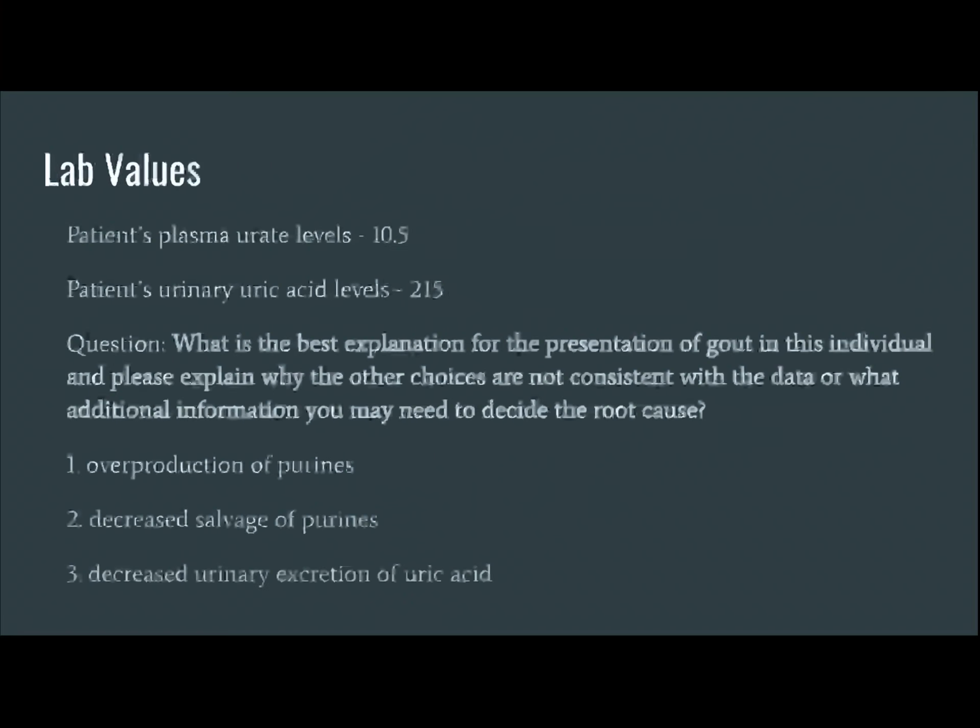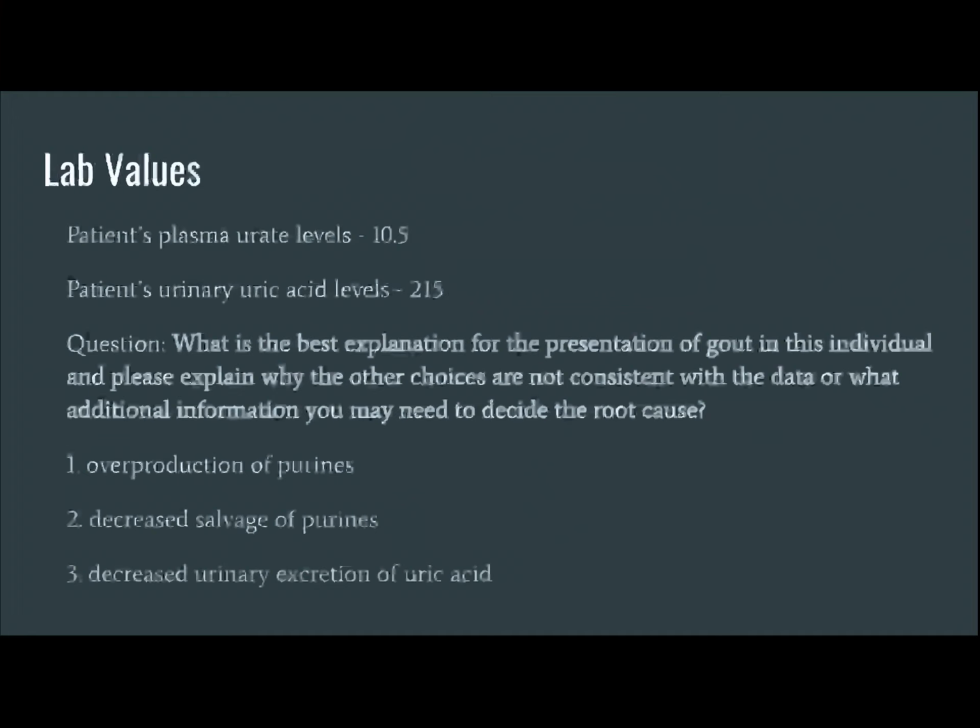The patient's lab values. The patient's plasma urate levels are 10.5. The normal values for plasma urate fall under 7 milligrams per 100 milliliters, so our patient's plasma urate is elevated. Our patient's urinary uric acid levels are 215. The normal values for urinary uric acid fall within the limits of 413 plus or minus 78, so our patient's urinary uric acid is decreased, well below the threshold of what is considered appropriate.